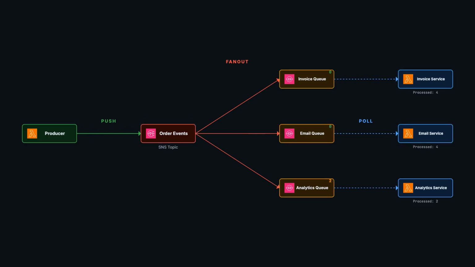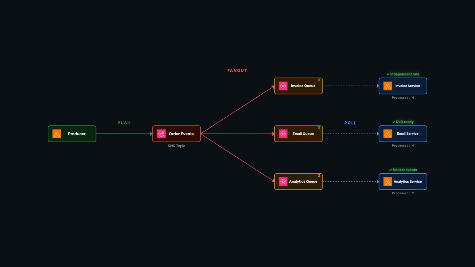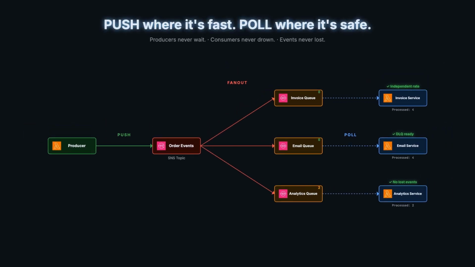With that, you can take a rule. Push where it's fast, pull where it's safe. Producers never wait, consumers never drown, events never lost. This is the pattern every serious distributed system eventually converges on.